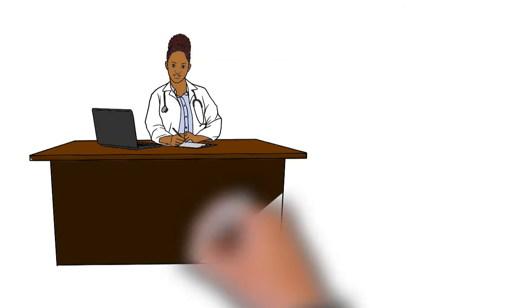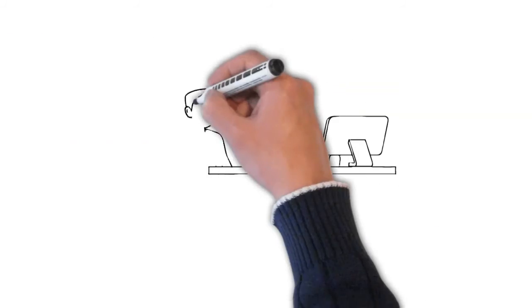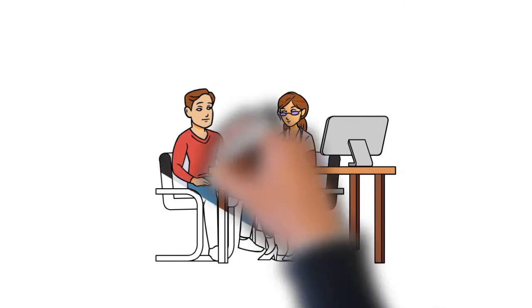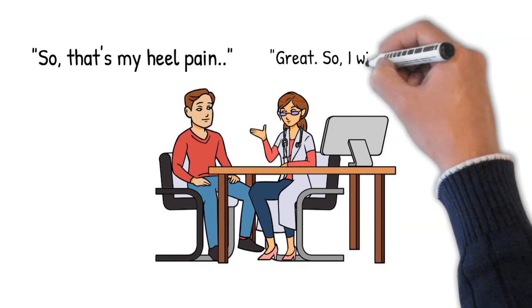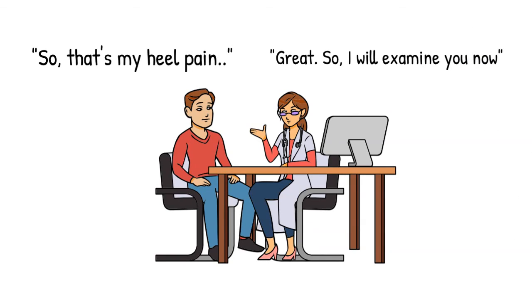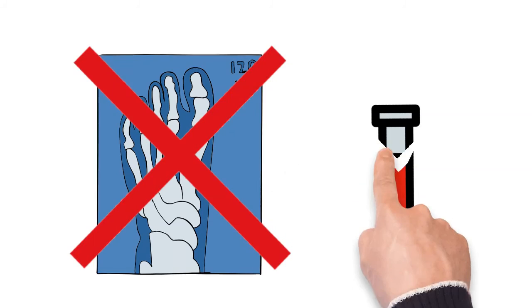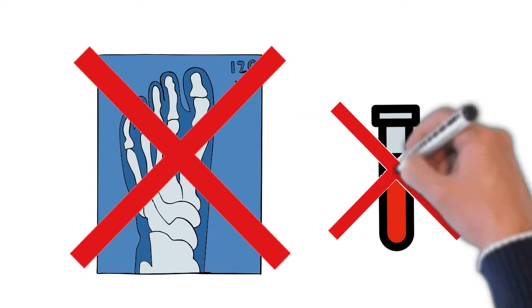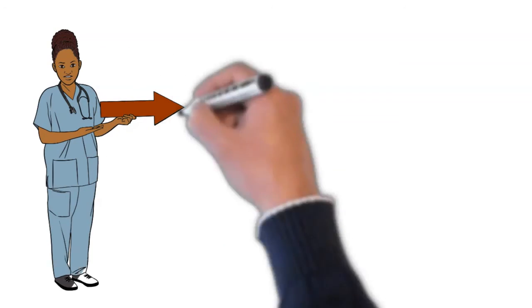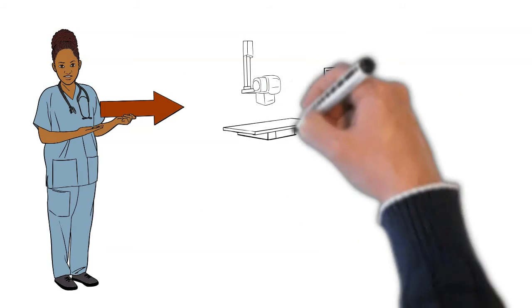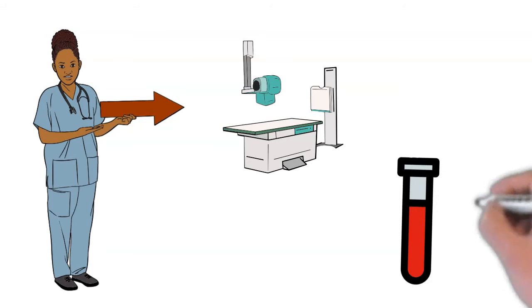So how is plantar fasciitis diagnosed? Plantar fasciitis is diagnosed based on the pattern of pain you report to your doctor, combined with the physical examination. Usually, no X-ray, CT, MRI, or blood tests are necessary. However, if your doctor thinks the problem is not plantar fasciitis, an X-ray, CT, MRI, or blood tests may be needed to come to a diagnosis.